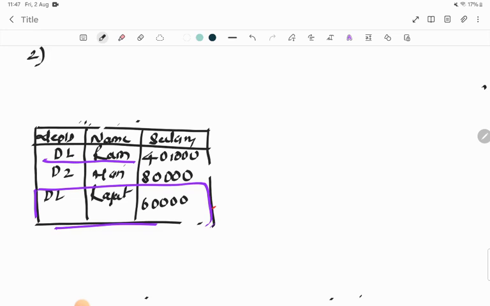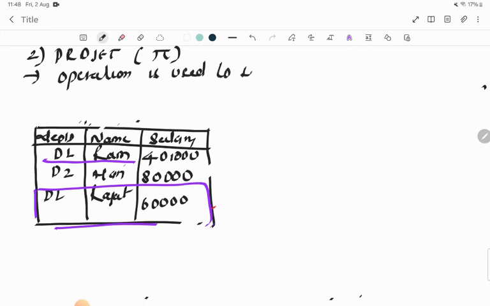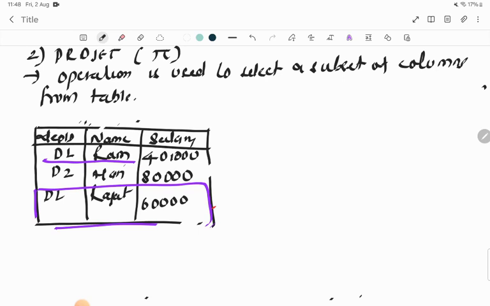With the second symbol, that is second number, that is project, which is represented by the symbol pi. Now this operation is used to select a subset of columns from a table.